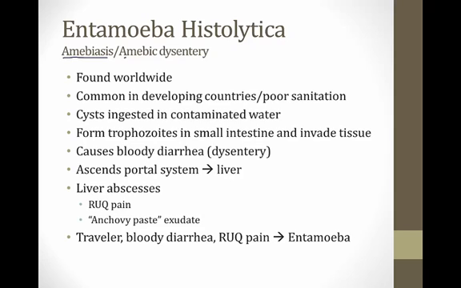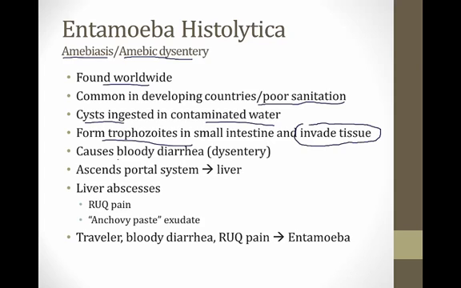Next protozoal infection is caused by Entamoeba histolytica, and this is the causative agent of amoebiasis, also called amoebic dysentery. This protozoa is found worldwide, but it's very common in developing countries where people live in conditions with poor sanitation. Just like with Giardia, you get this infection by ingesting cysts in contaminated water. And also, just like Giardia, the cysts form trophozoite forms in the small intestine. But what's different from Giardia is that in this case, Entamoeba likes to invade the tissue of the small bowel.